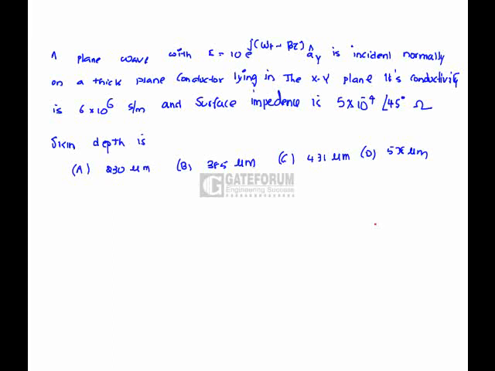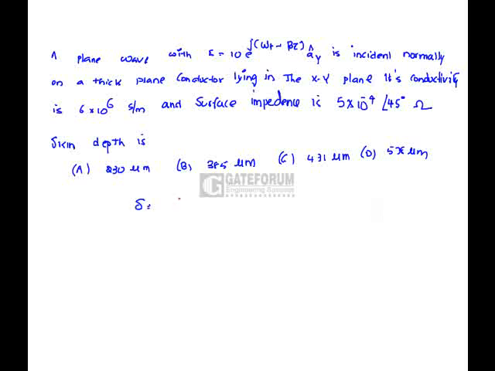A wave with electric field E = 10 e^{j(ωt − βz)} a_y is incident normally on a ethereal plane conductor lying in the xy plane. Its conductivity is 6 × 10^6 Siemens per meter and surface impedance is 5 × 10^−4 ∠45° ohms. So we have to find out the skin depth.